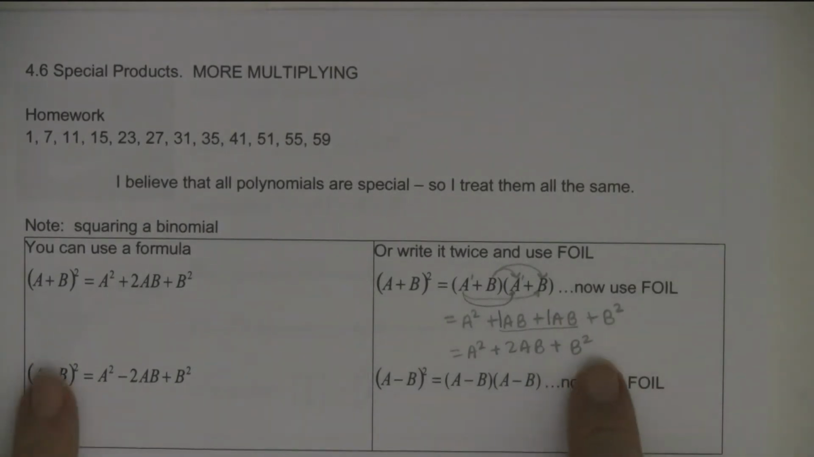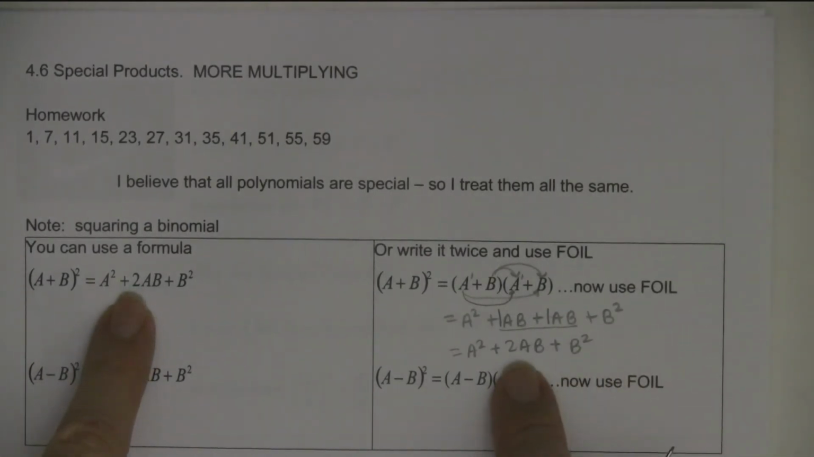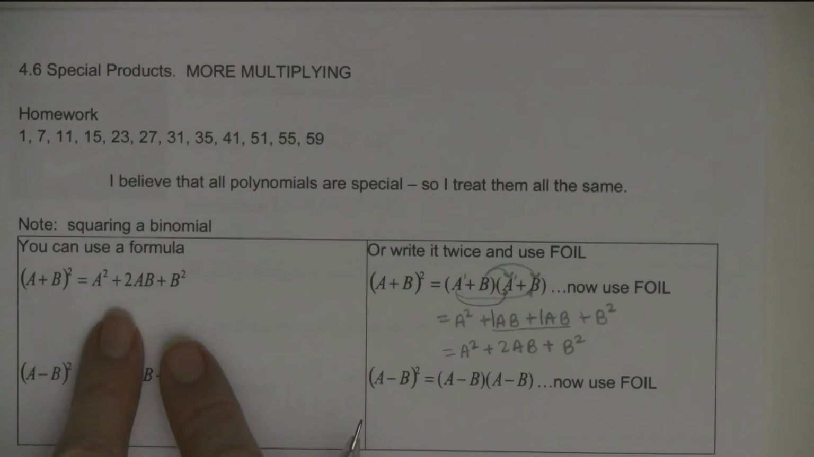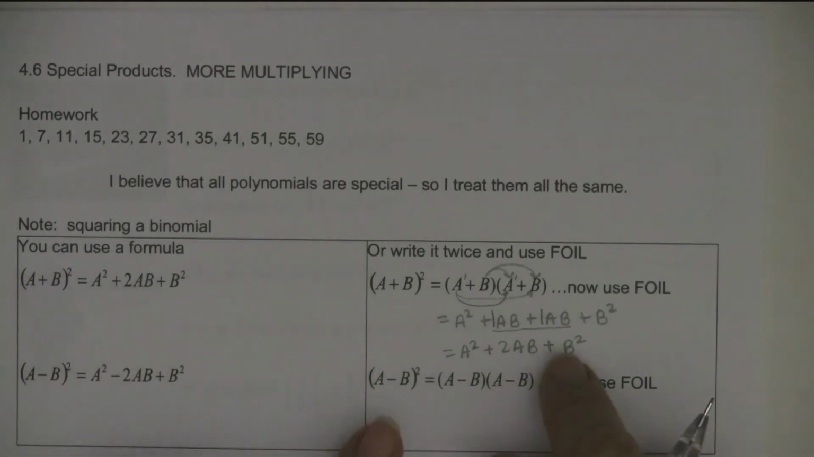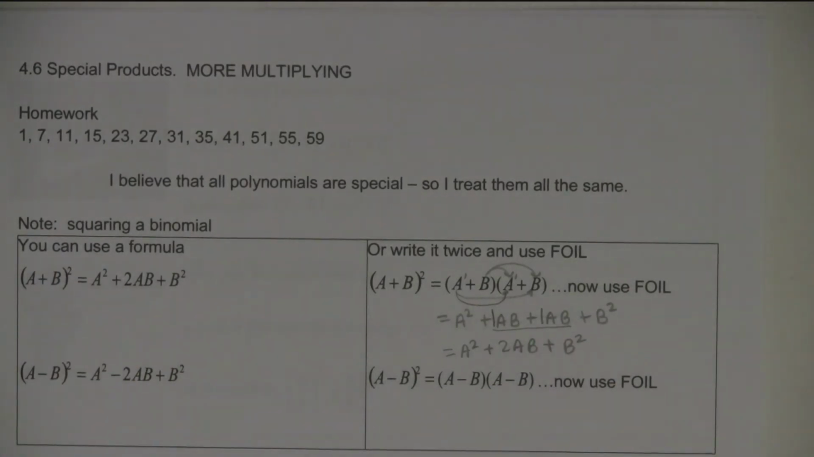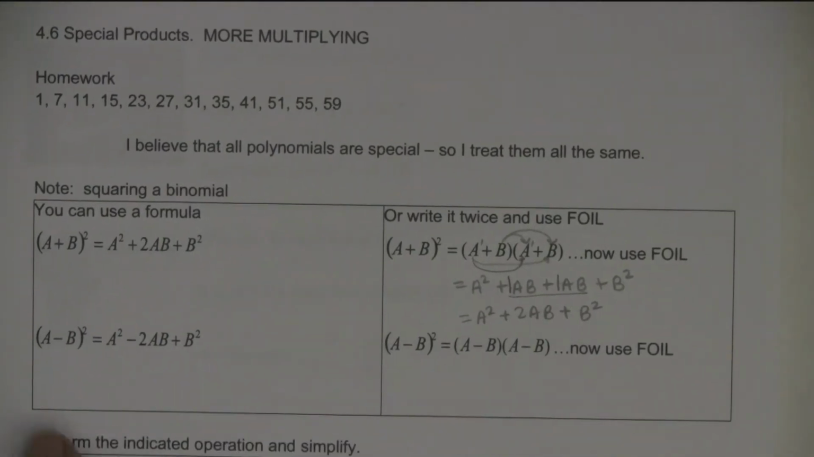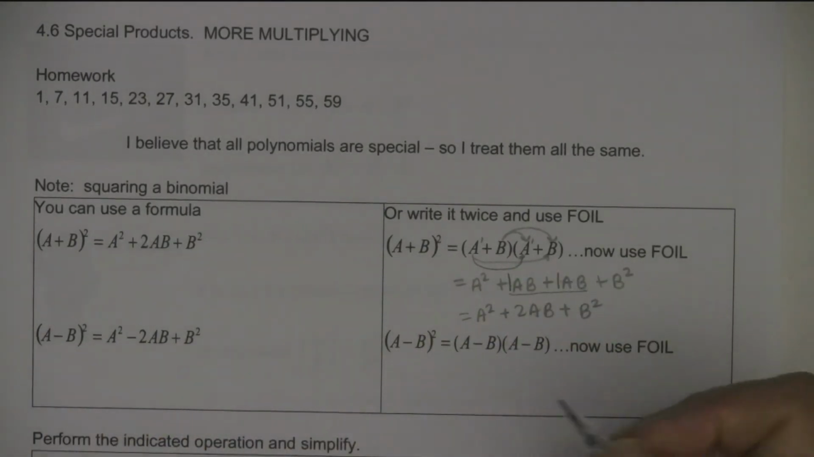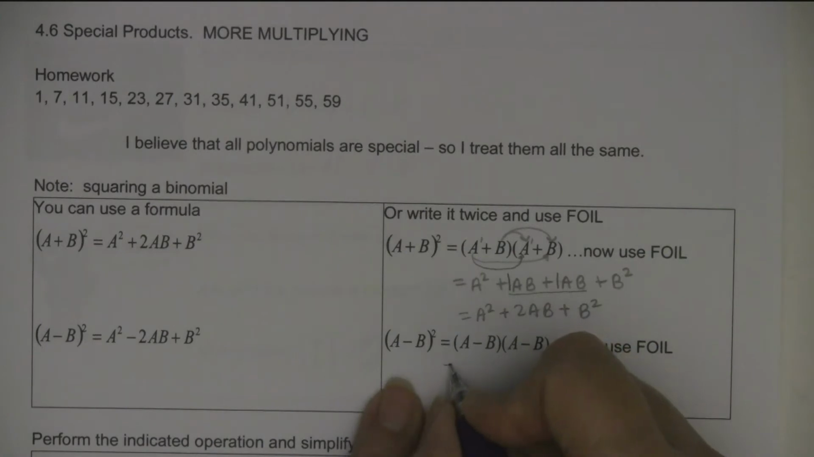And you see, that's the formula, right? So when you get a problem like this, you can use the formula, and we'll practice that, or you can just write it twice and use FOIL. And so me, I'll just write it twice and use FOIL is what I would do. So this is the formula if it's minus, right? And I'm going to show you that that is the formula by using FOIL.